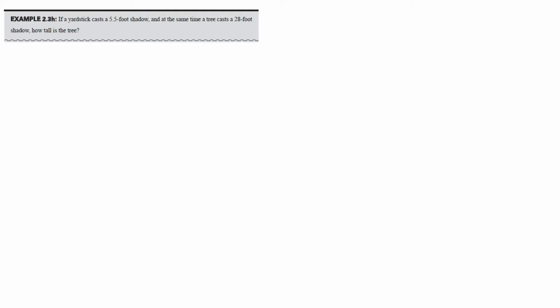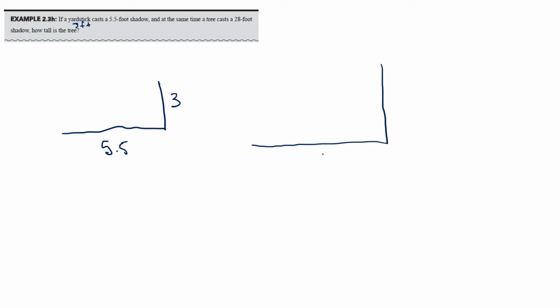And this is actually important in general, so try to figure this out, because it's very common on ACT and SAT stuff. If a yardstick, so 3 feet long, casts a 5.5 foot shadow, let's draw that. Pictures are going to be your best friend for a lot of this stuff. So 5.5 and 3. If a yardstick casts a 5.5 foot shadow, and at the same time a tree that it does not tell us the height of casts a 28 foot shadow, how tall is the tree? So we don't know. We're going to call it X. Now it says at the same time, so it's implying that the angle of the shadow is the same. So these are similar, is what it is implying.